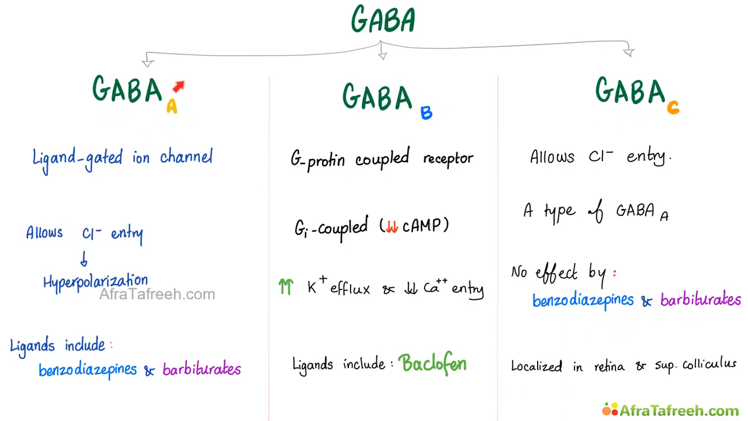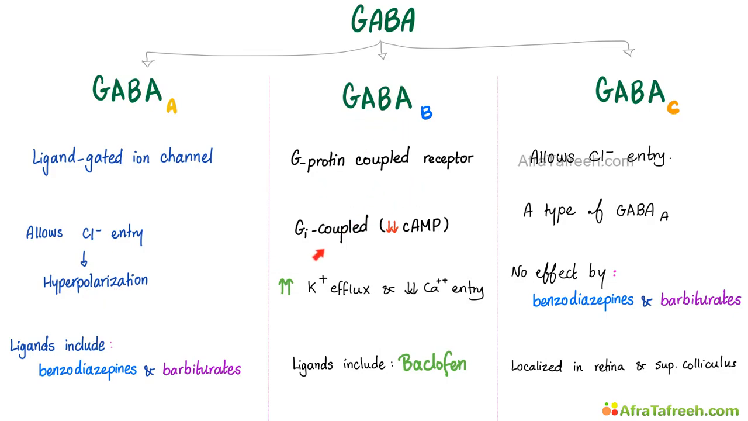So let's talk about GABA A, which is the most important because benzodiazepines and barbiturates act on it. It's a ligand-gated ion channel. Perfect. Yeah, what are the ligands? The benzo and the barbiturates. No kidding. They allow chloride entry. When chloride comes in, hyperpolarization or inactivation so that you calm down.